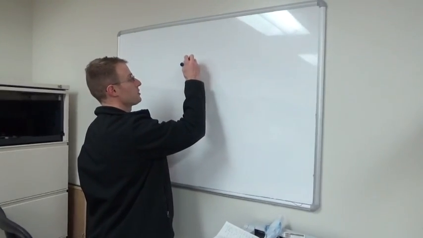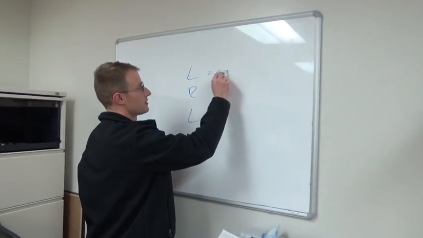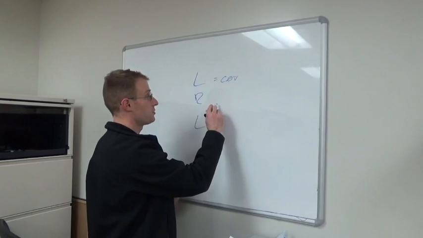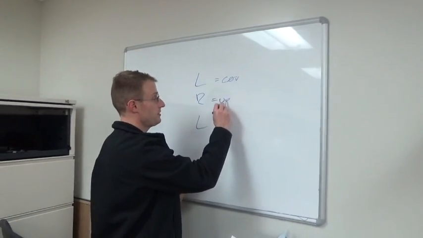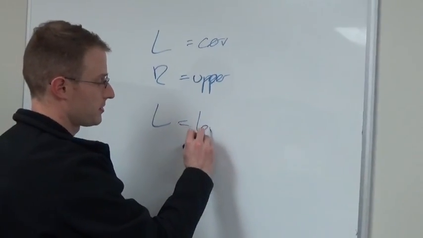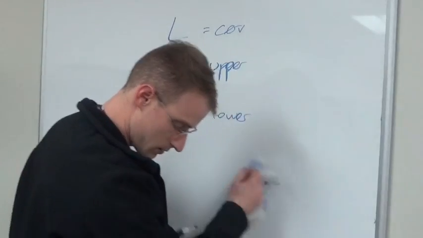So in the cervical esophagus, you want to approach it from the left side. In the upper thoracic esophagus, you want to approach it from the right side. And in the lower thoracic esophagus, from the left side again. So left, right, left. All right.